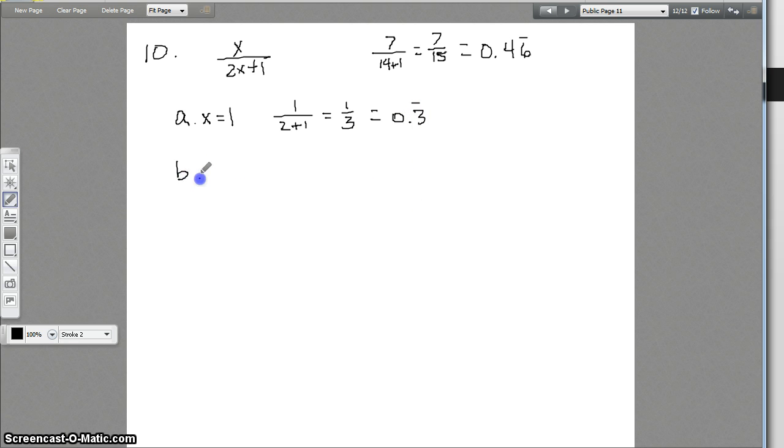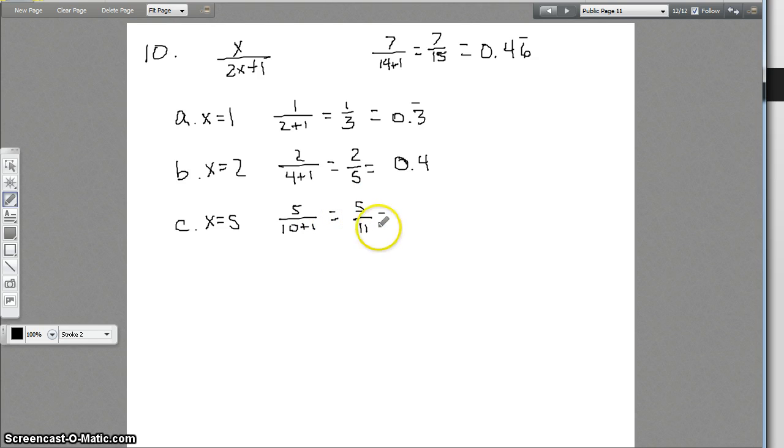Okay, part B, let's try x equals 2. So we'll have 2 over 2 times 2 is 4 plus 1. That is 2/5. When you punch that into a calculator, you get 0.4. Okay, part C, let's do x equals 5. So we'll have 5 in our numerator. In the denominator, we'll have 2 times 5 is 10 plus 1. That is 5/11. And when we punch that into a calculator, we get 0.45454545 repeating. So that is 0.45 with the 45 repeating.